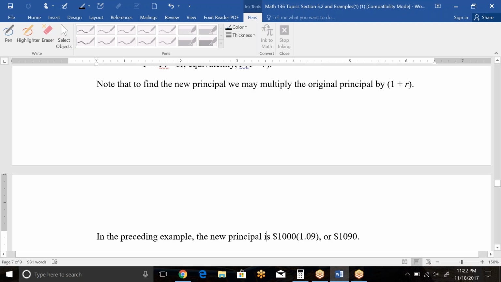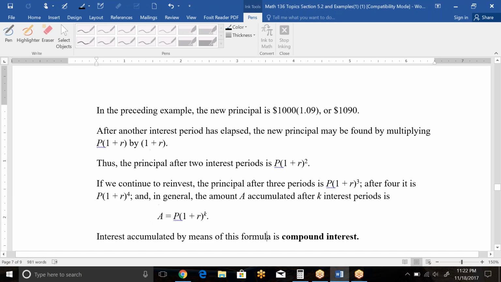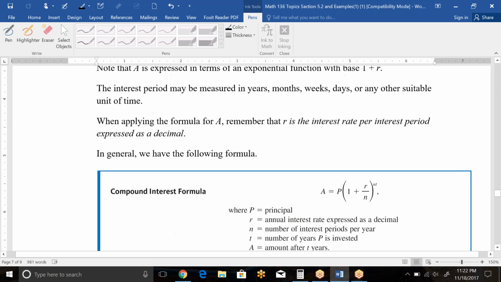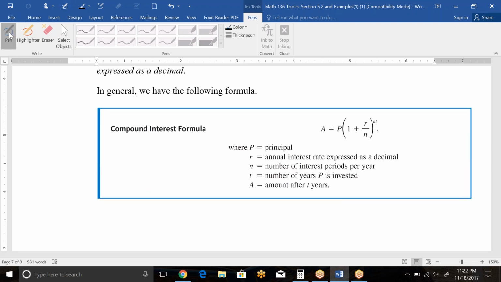Then we know that we're not going to go through simple interest. That's not on our test. So this is the formula we need for compound interest. Let me give it down here. So this is what we're going to be using most of the time.